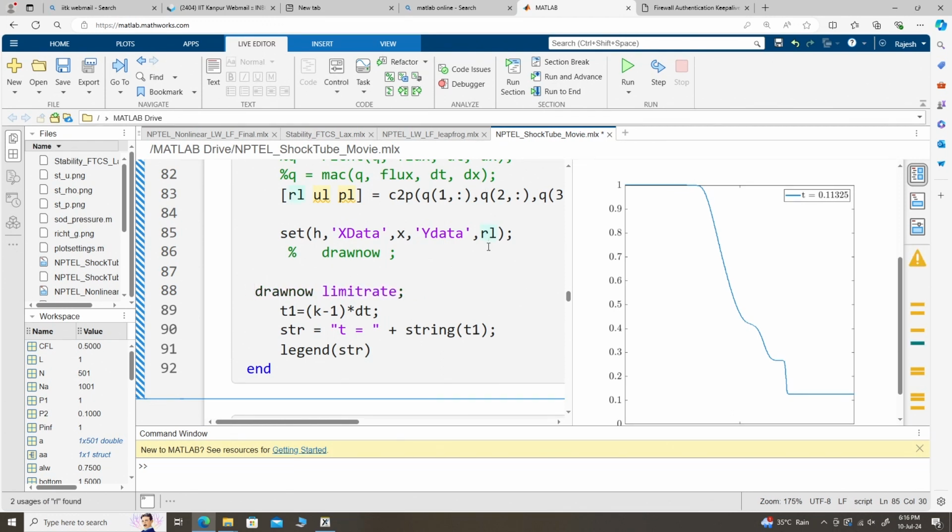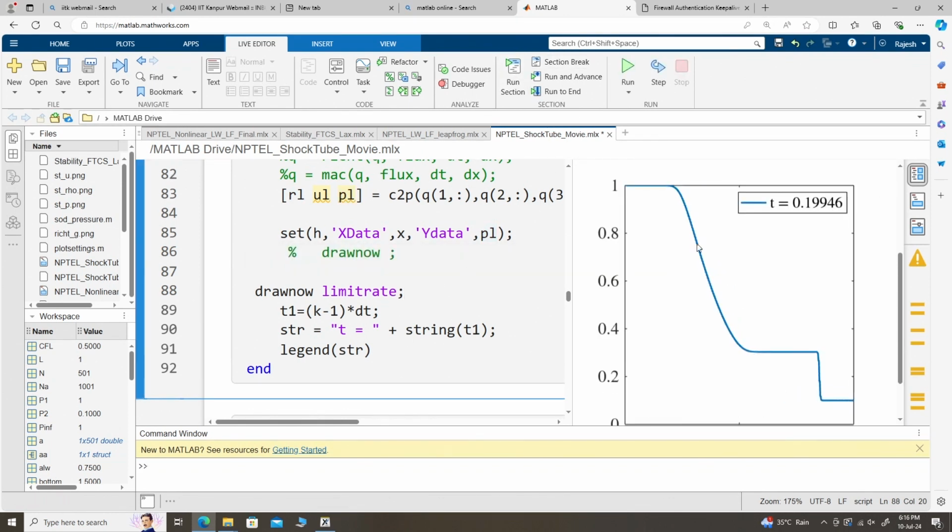So instead of density, let me plot pressure. Run section. So you can see this is the final pressure here, at around 0.2, and this is the shock and the expansion fan. There is no discontinuity in this. You can also plot maybe the velocity. So this is the velocity that you see here.